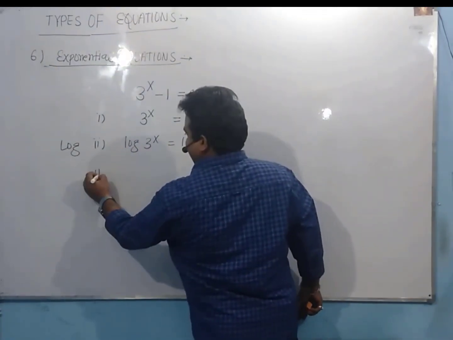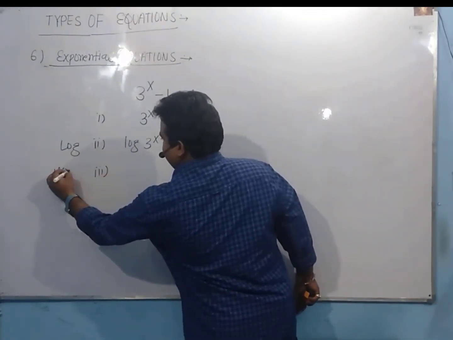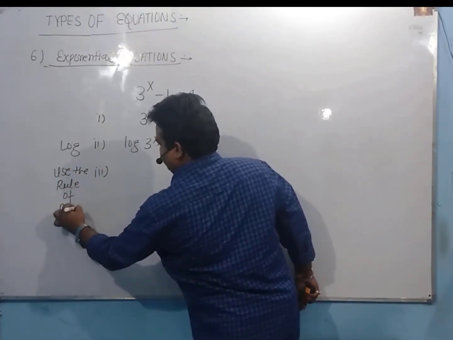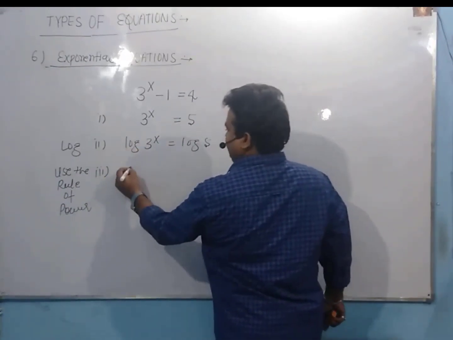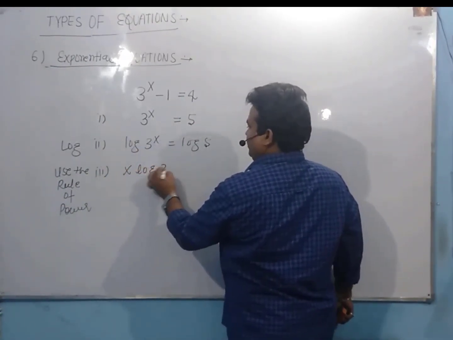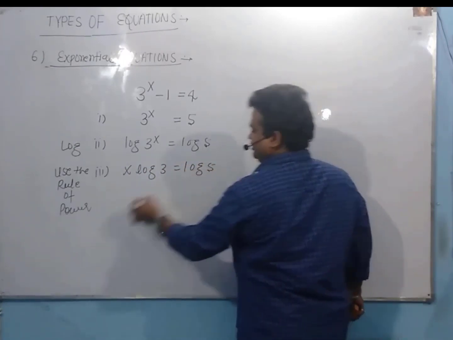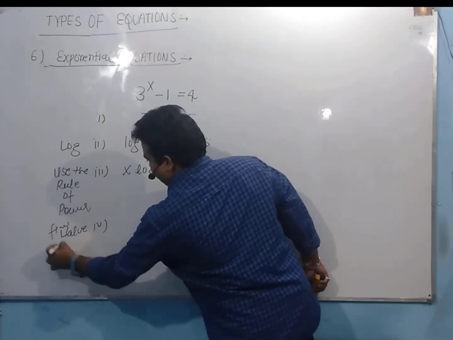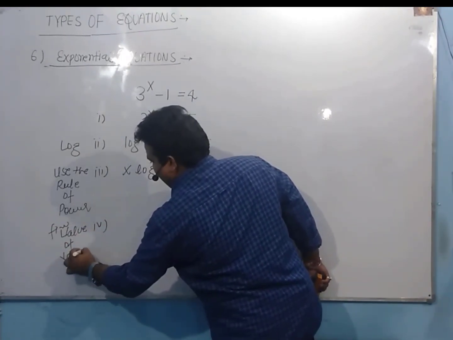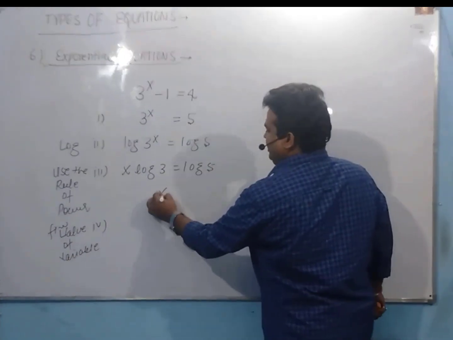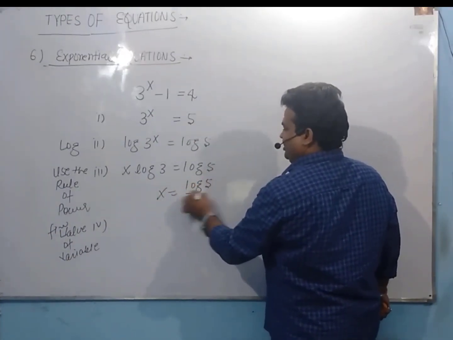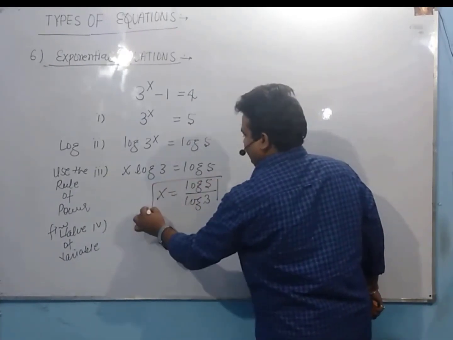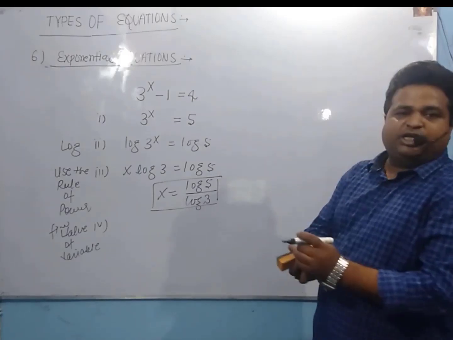Now in the third step, use the rule of power. The rule of power means this power is shifted over here. So this is x log 3 is equal to log 5. In the fourth step, find the value of the variable. My variable is x. So I can write x equal to log 5 divided by log 3. This is the value of x. Right? This is how you solve an exponential equation.